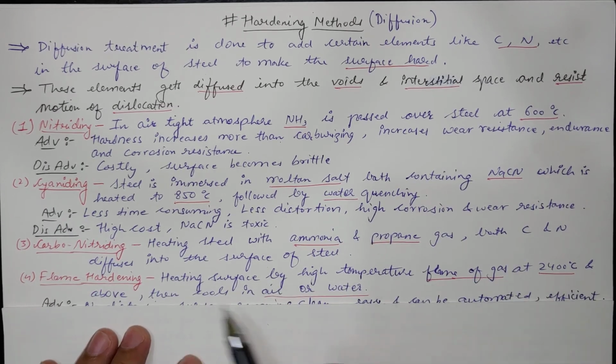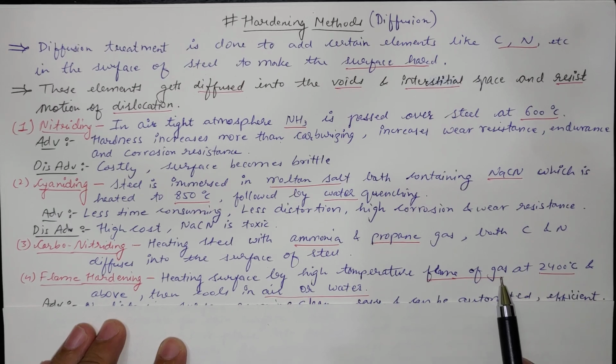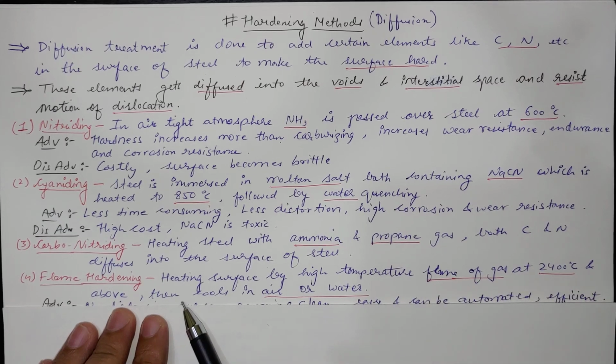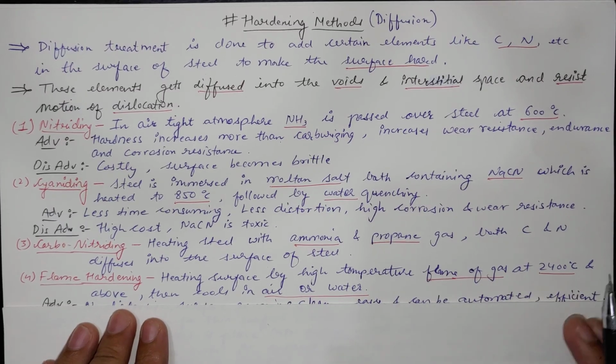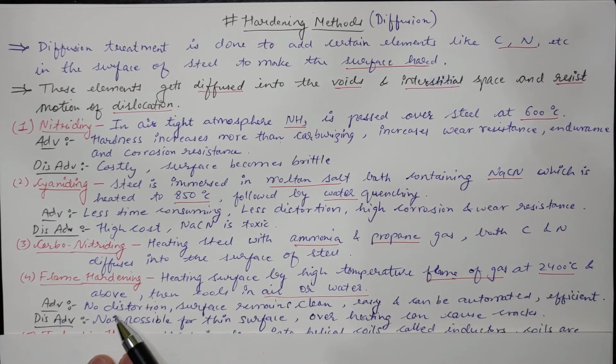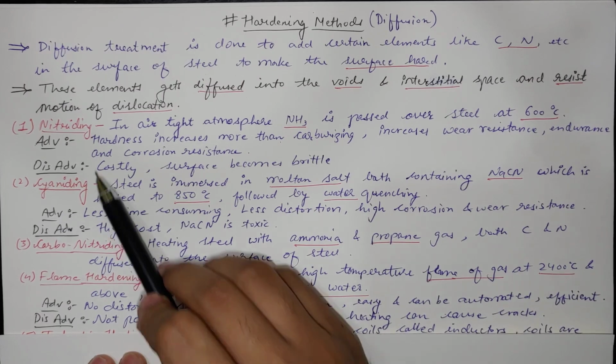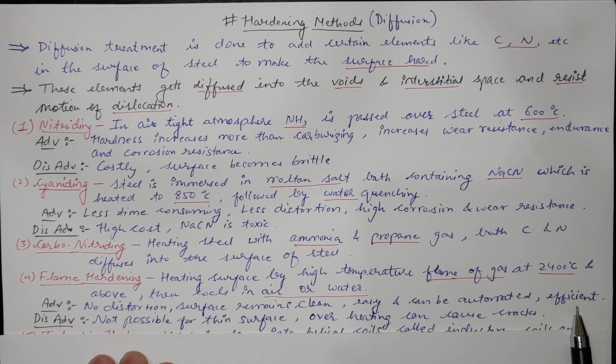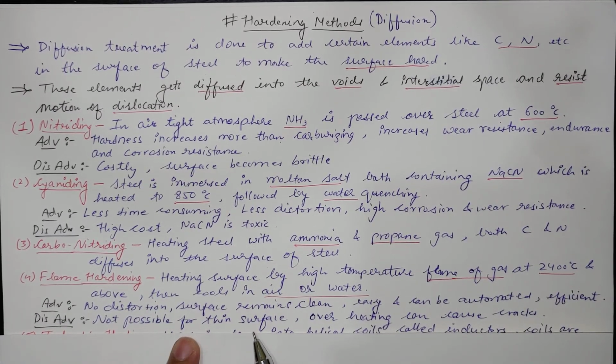In flame hardening, a gas flame at 2400 degrees Celsius and above is used, and we heat the surface to that temperature, and then cool it in air or water. After cooling, the grain will be very fine and a very hard surface is obtained. In this process there is no distortion, the surface remains clean as there is no other chemical, it is very easy and can be automated. It is a very efficient process also. The disadvantage is it is not possible for thin surfaces, because thin surfaces at this much temperature will easily get distorted, or get a hole through them, and overheating can also cause cracks. So these are the disadvantages.